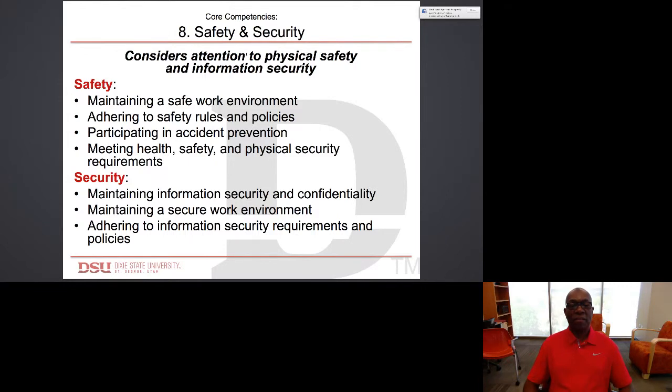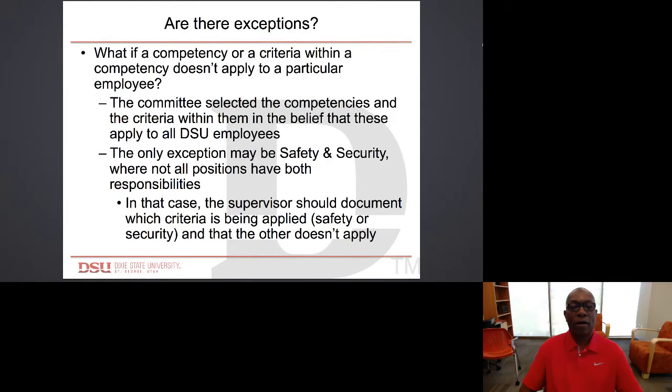Our last core competency, safety and security, considers attention to physical safety and information security. Under safety, we should be maintaining a safe work environment, adhering to safety rules and policies, participating in accident prevention, and meeting health, safety, and physical security requirements. Under security, we should be maintaining information security and confidentiality, maintaining a secure work environment, and adhering to information security requirements and policies.